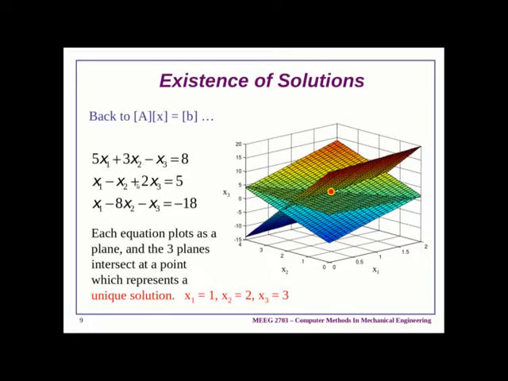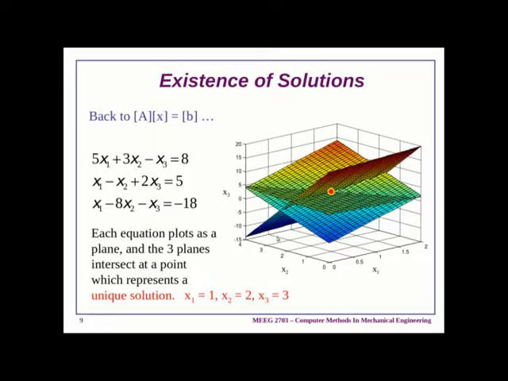Now, if there's a solution to these equations, meaning there is an x1 value and an x2 value and an x3 value that satisfies all 3 of these equations, makes all 3 of them true, then that actually corresponds to a point in this 3-dimensional space that corresponds to the intersection of all 3 planes. So that means all 3 planes are going to intersect here at one point. And when that is the case, we say this problem is well posed.